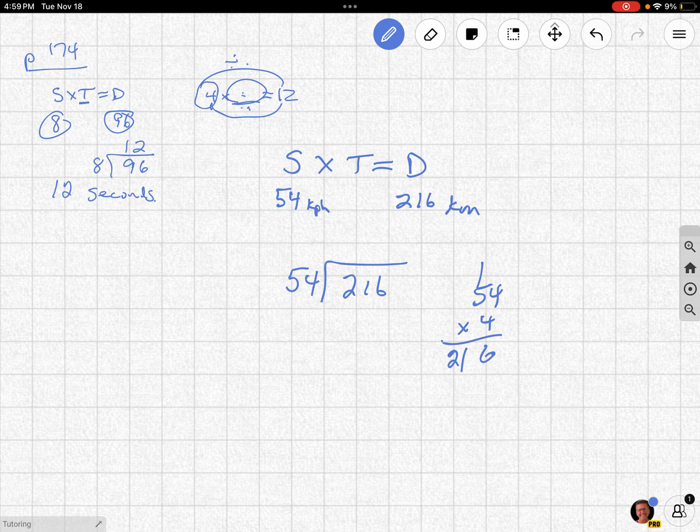And again, I got to look back and see what the unit is. You can't just write a number. You have to write a label with it. It's going to take him 4 hours to cover that distance. And then they have another method here in the book, but we're just going to stick with that one.